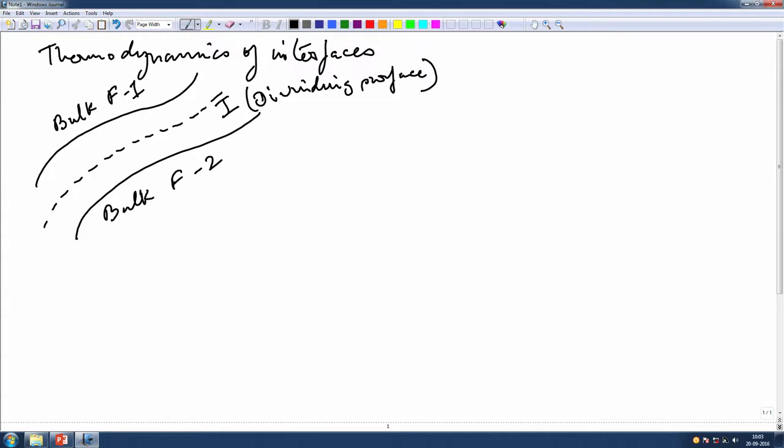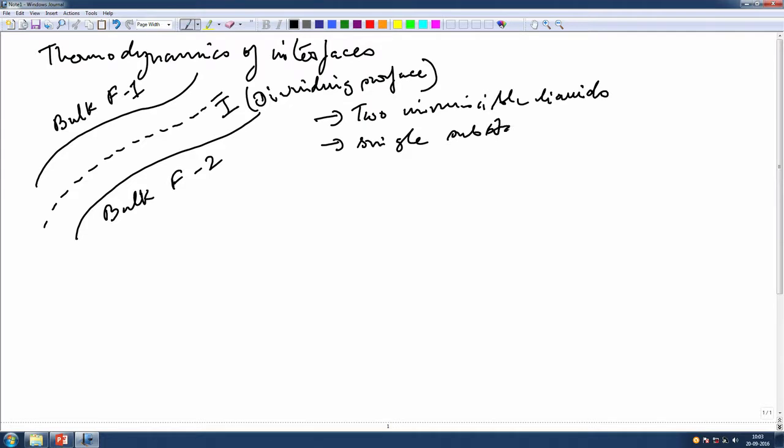Okay. So, what can happen? There are several situations that can take place. One is that the two fluids may not actually mix with each other. So, immiscible liquids, it could be a situation like that. It can also be a single substance present in two phases. So, basically bulk fluid 1 and bulk fluid 2 are the same substance, but they exist in two different phases. So, it could be just water, liquid water and water vapor, for example.